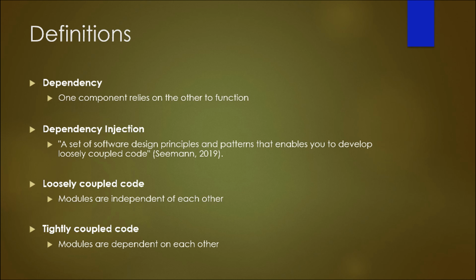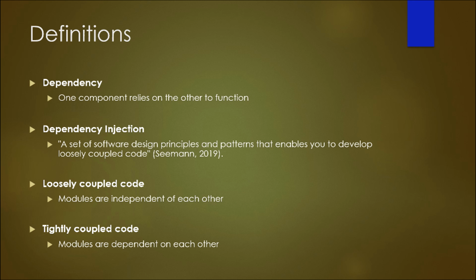Let's start with some definitions. A dependency in software development refers to the relationship between two modules or components, where one module relies on the other to function properly. Dependency injection is a set of software design principles and patterns that enables you to develop loosely coupled code. It is the implementation of inversion of control, which is the broader concept of letting external systems or frameworks manage certain aspects, making the code more adaptable and efficient.